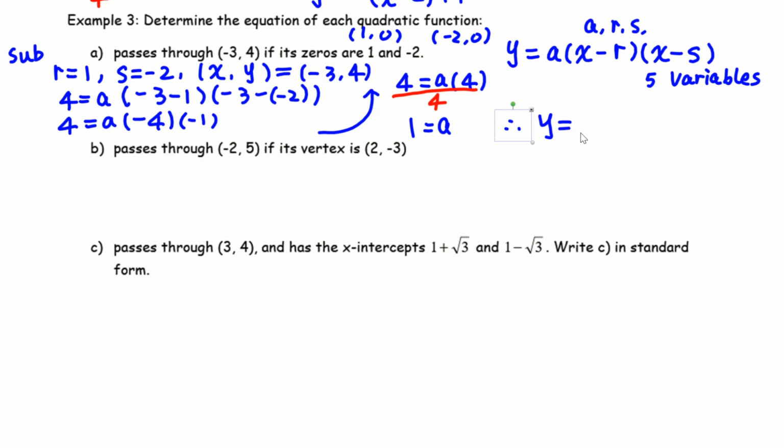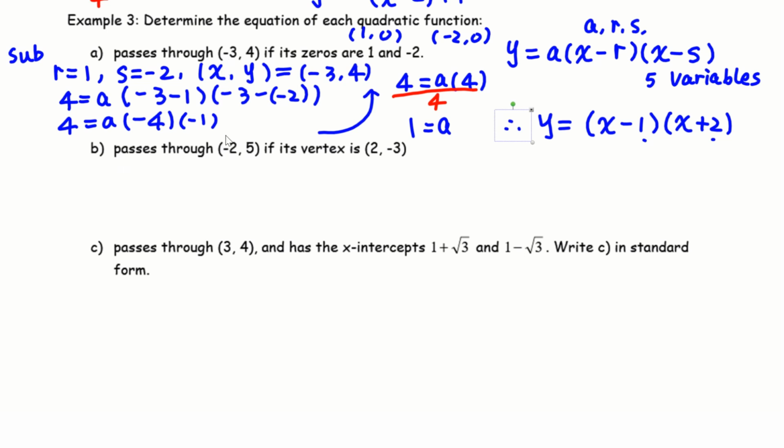Then we sub in a, r, s to the factored form. We have 1, so we don't have to write it. x minus r is x minus 1, and x minus s is x minus -2, which gives x plus 2. So this is an equation that describes zeros at 1 and -2, and also passes through the point where x equals -3, where you sub in and get y equals 4. So that is for zeros given and 1 point given.